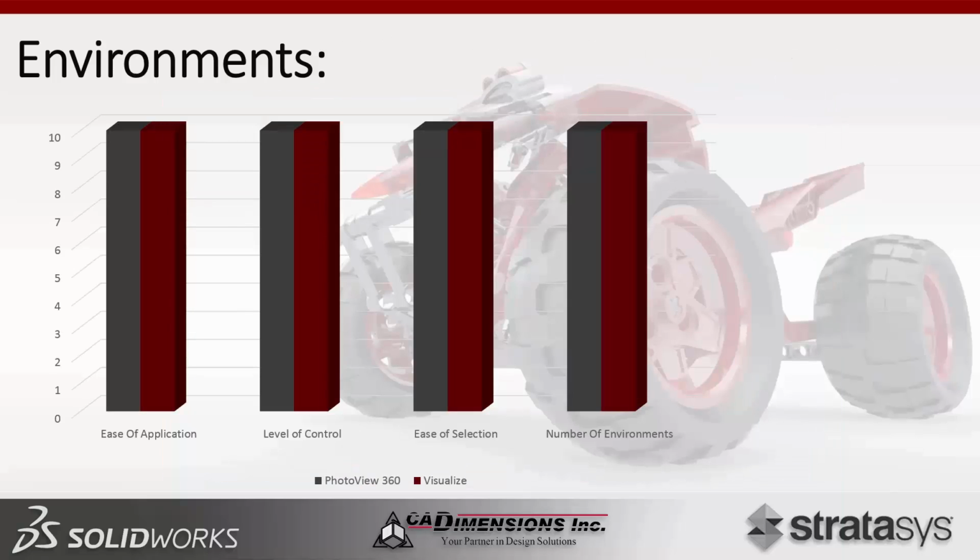Okay, so for environments, I'm going to say that this is going to be a tie. I think these are pretty evenly matched in this category. Ease of application of getting the environment in there, very easy. Level of control, I think, is very similar. Ease of selection and manipulation, I think, pretty similar. Again, I didn't count out number of environments, but they both have a good number of them to choose from. So you should be able to find something that will work, whether it's just a lighting studio, default studio, or something more interesting. Both of them have quite a few environments to offer and similar controls. So I'll say a tie in this case.